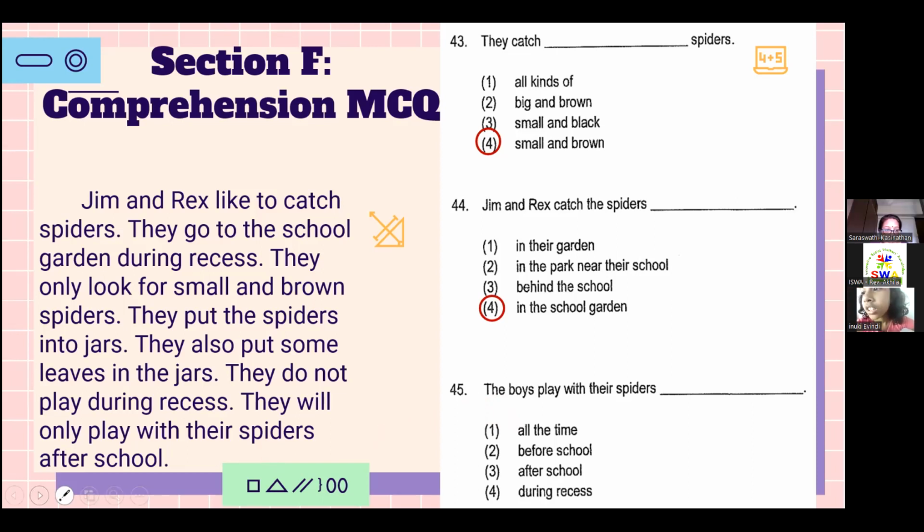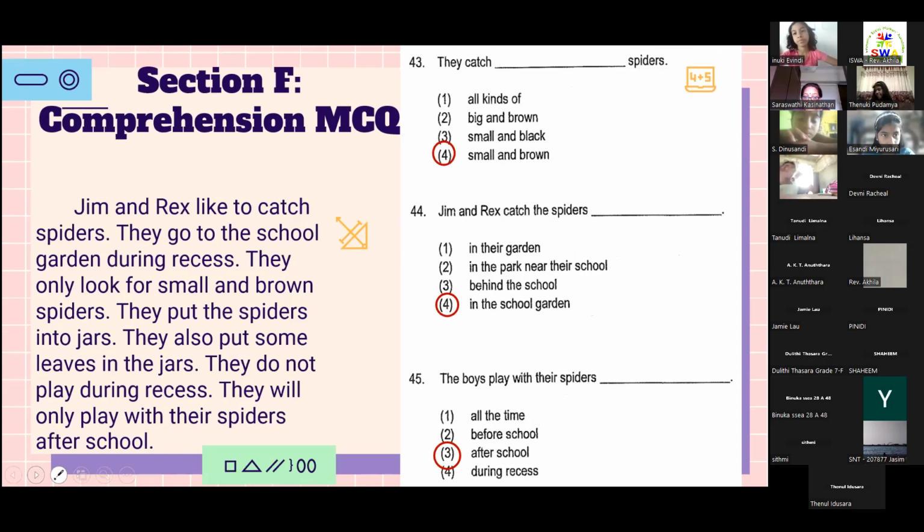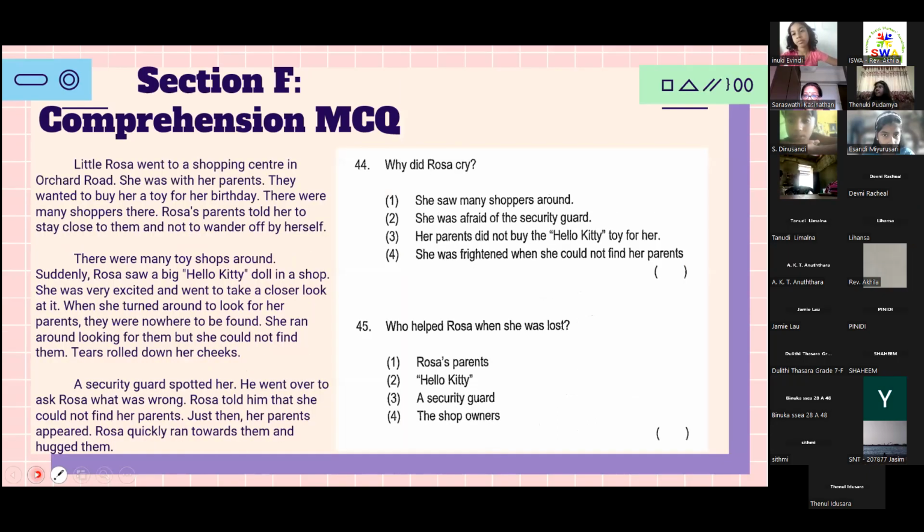45. Give me a minute. Dinuki? Okay, Dinuki, go. The boys play with the spiders after school. After school. Very good. Well done. Good job, children. So you see, you understand the story, and when you answer the questions, it becomes so much easier. All right? Okay, now let's try another one.